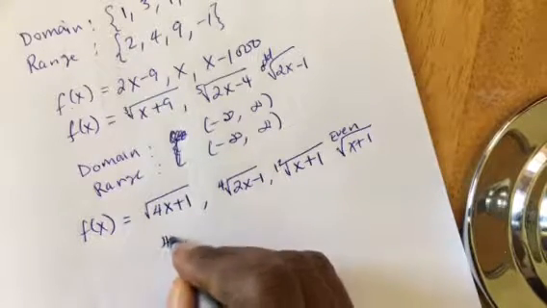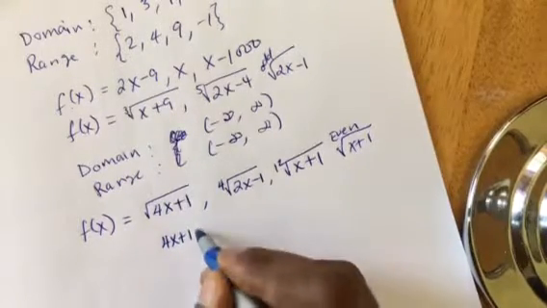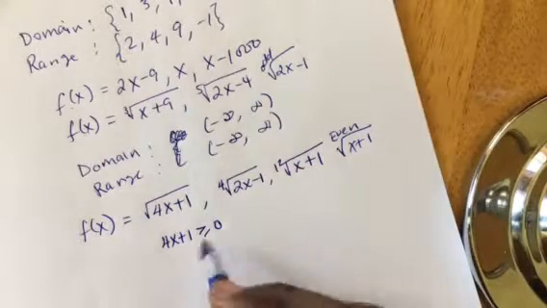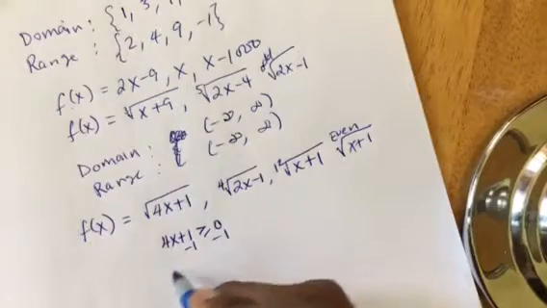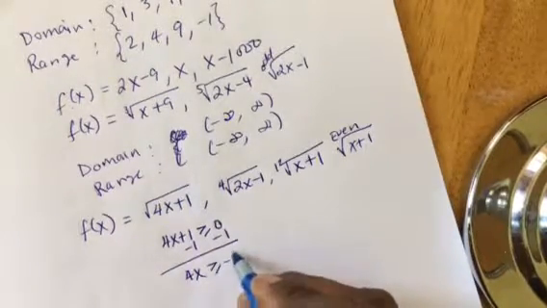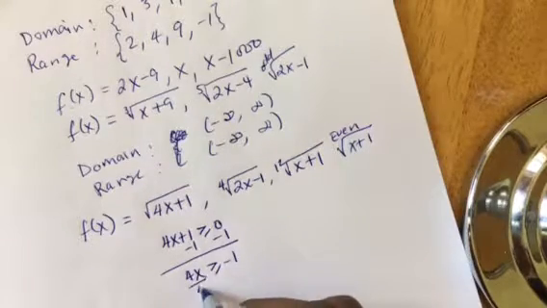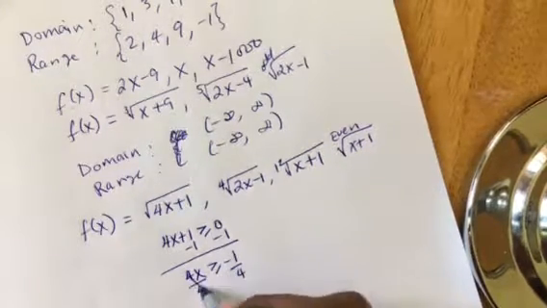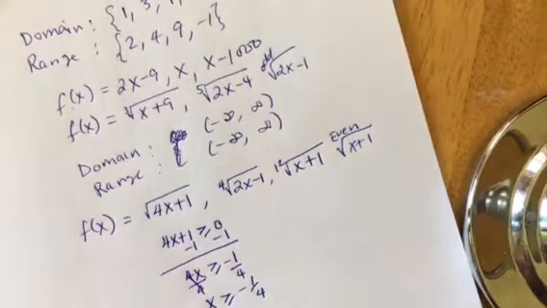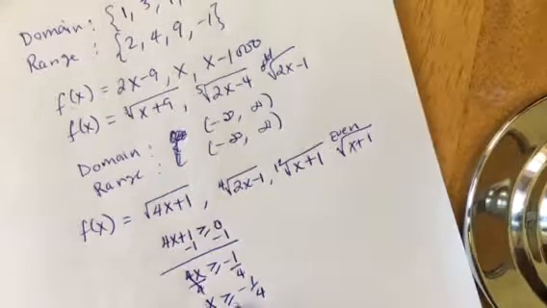So let's take the first one. It will be 4x plus 1, and we set it greater than or equal to 0, and then you solve it for x. So we subtract 1 from both sides. This would give you 4x greater than or equal to -1, and solve it for x. So this cancels out. You get x greater than or equal to -1/4. So this is algebraic form.